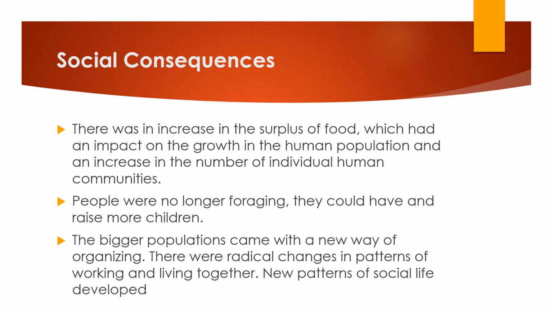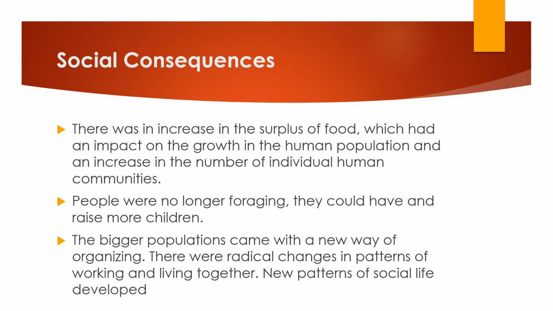When we look at the social consequences, there was an increase in the surplus of food, which had an impact on the growth in the human population, and an increase in the number of individual human communities. People were no longer foraging, they could have and raise more children. A nomadic lifestyle and associated restrictions meant that women in hunter-gatherer communities were only able to raise children at intervals of at least 4 years, while women in agricultural communities could raise children at 2-year intervals. The bigger populations came with new ways of organizing.